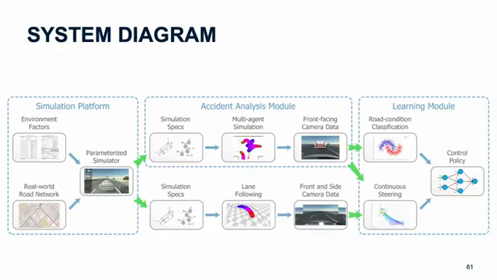Here is a system diagram. In the system that we introduced, you will see it consists of the three modules I just mentioned. The simulation platform, which would assume that we have the environmental factors, the real-world road network. Then we perform parameterized simulation based on these environmental factors. The middle module performs the accident analysis, where we actually use our multi-agent collision avoidance system that is generalized for arbitrary agents. It allows us to simulate cars following the lanes and also perform collision avoidance.